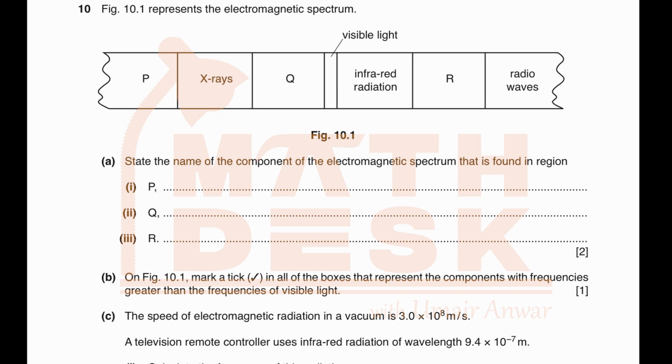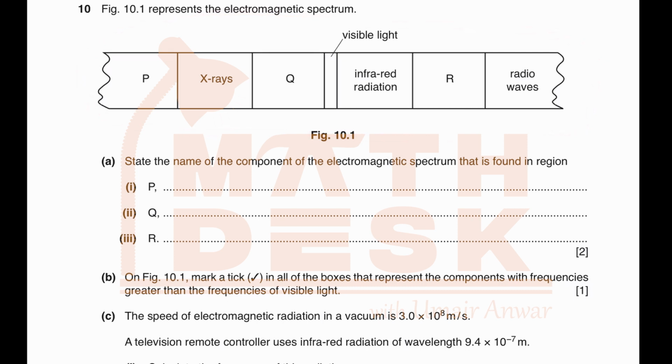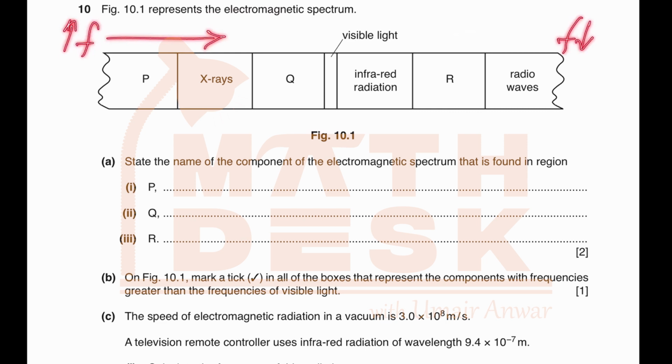So we can see that the 7 components of the electromagnetic spectrum are given to us and they are aligned in the decreasing order of the frequency. So this end has the highest frequency and this end has the lowest frequency. While if we talk about the wavelength, then this portion has the least wavelength and this portion going towards the right gives us the component with the higher wavelength.